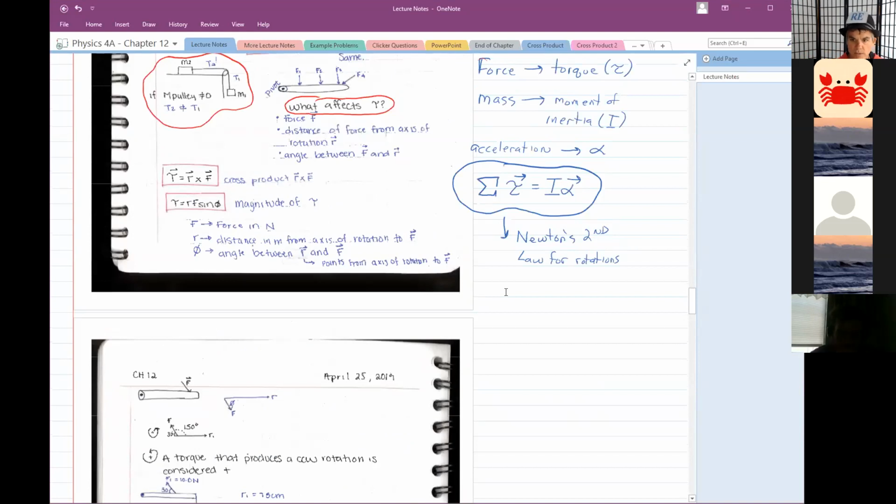Okay, so the way we define torque is it is the magnitude of R times the magnitude of F times the sine of the angle between the two. R is the distance from the axis of rotation to where the force is applied. F is the magnitude of the force, and theta is the angle between the R vector, which goes from the axis of rotation to where the force is applied, and the F vector. And by convention, we consider torques that would tend to produce a counterclockwise rotation as positive, torques that tend to produce a clockwise rotation as negative.